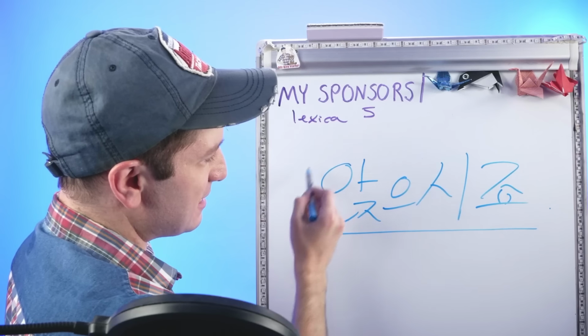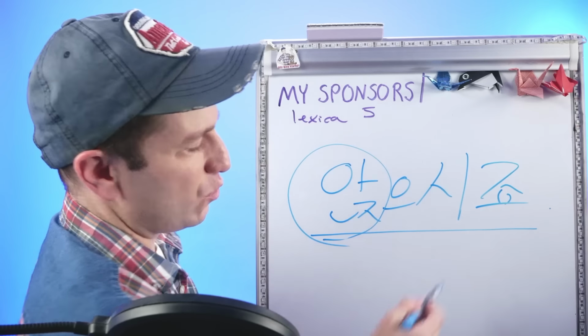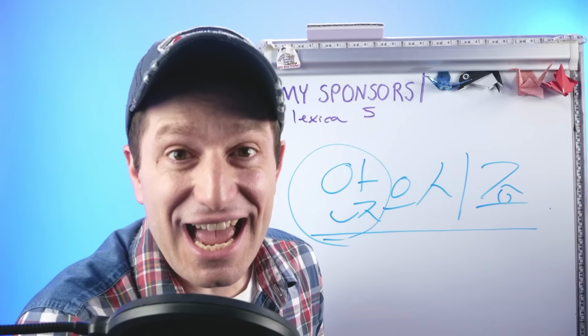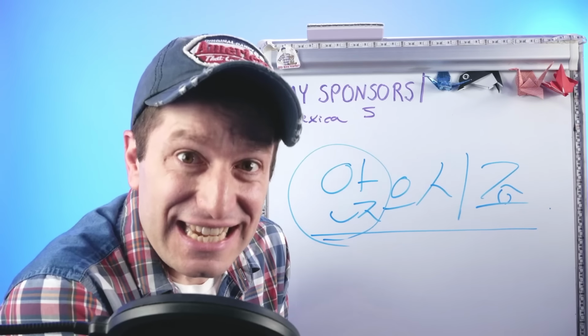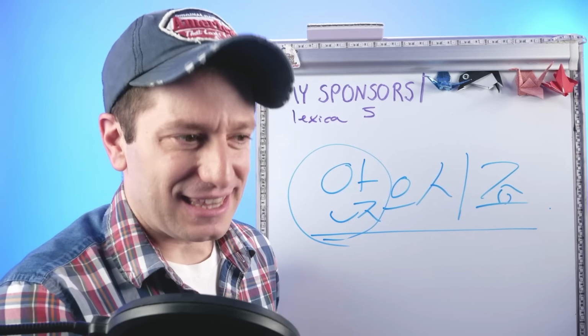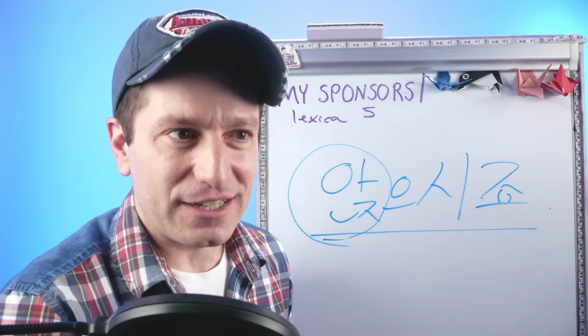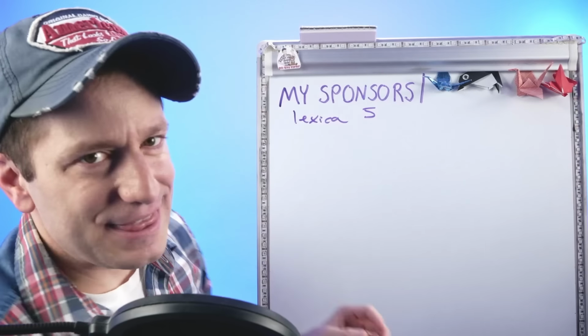앉으시죠. So 앉다 is to sit down. 으시죠. So have a seat. Let's sit down. 앉으시죠. Have a seat. You are literally commanding them politely and honorifically to do it. And that is all you need to know about how to say let's in Korean.